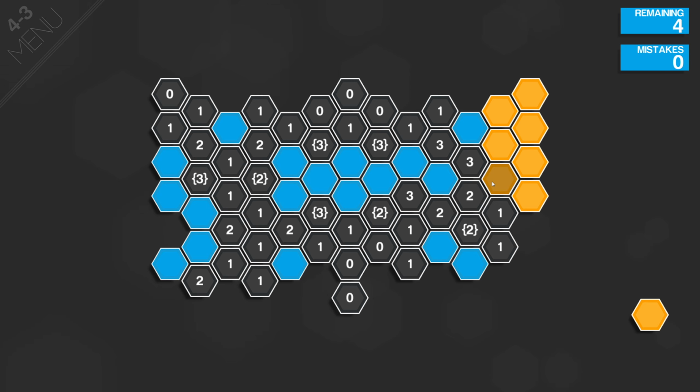This 2 only has 2 cells touching it, so it must be that. This 1 is done. That 1 is done. This 3 has 4 cells, but this 2 only has 2 cells. We can get rid of that. We have 2 cells remaining, 1 and 2.